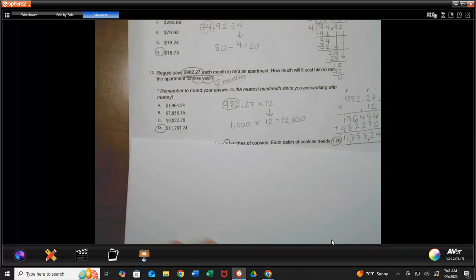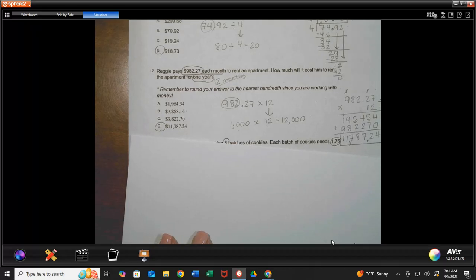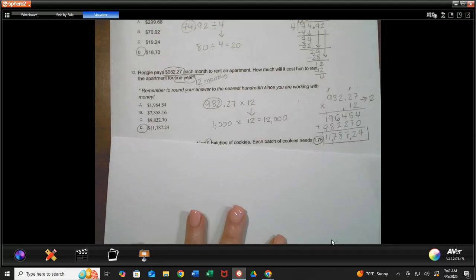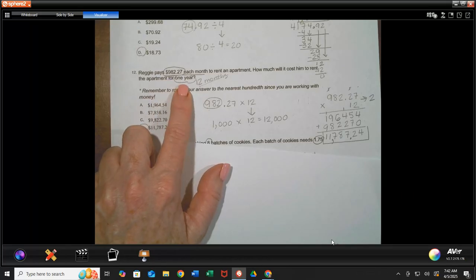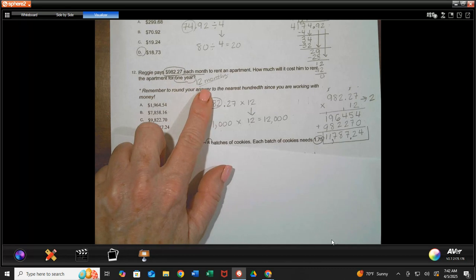Here we have Reggie, who pays $982.27 each month to rent an apartment. How much will it cost him to rent the apartment for 1 year? So I have a little reminder here. Remember to round your answer to the nearest hundredth since you are working with money. All right, so he spent $982.27 each month. And if we want to know how much he spent for a year, the first thing we have to know is that there's 12 months in a year.